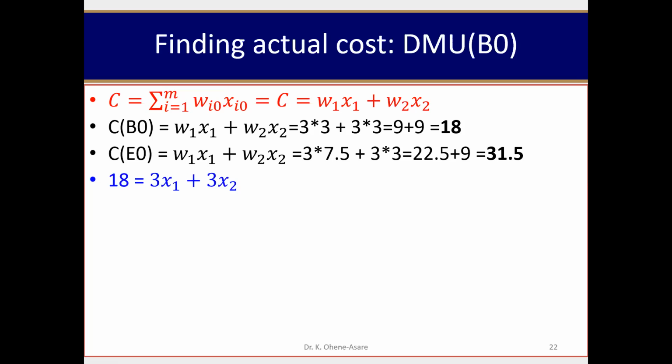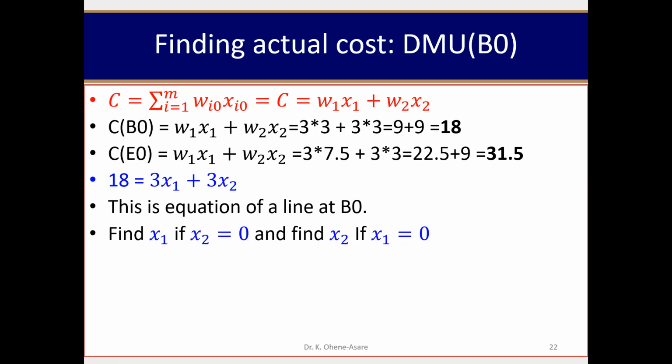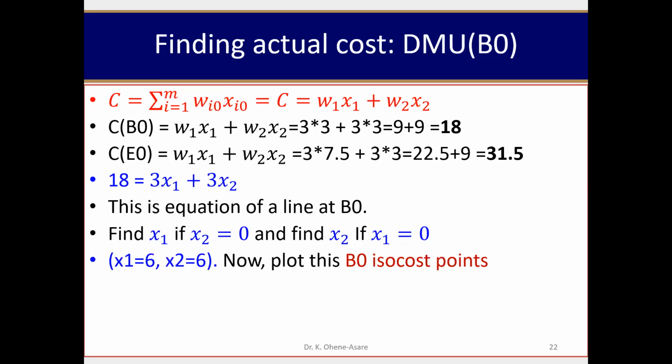What is the value of x2 when x1 is 0? 6. Okay, so now we know that the coordinates of this are going to be 6 and 6. So we now have a value of 6 for x1, 6 for x2.